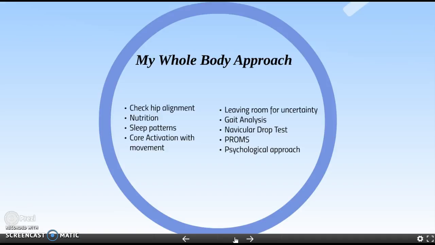But then to the right, if you look, there are some areas of improvement or filling the gap of gait analysis, navicular drop test, PROMs, using PROMs more in my evaluation, as well as having a more psychological approach to my evaluation.